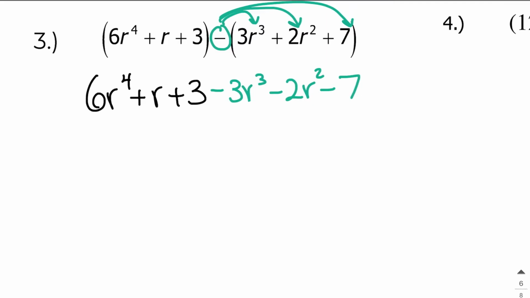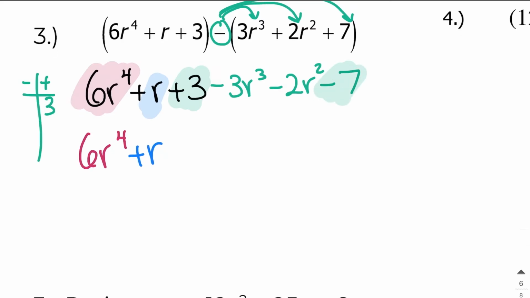So now I'm going to look and see, do I have any like terms? So 6r to the power of 4. There's nothing else that has a 6r to the power of 4, so I'm just going to write that one down. Okay? This r right here, there's nothing else that has an r, so I'm just going to write that one down. It's a positive r. This 3 that we see right here, there's a negative 7 like that, like the 3. Team positive won the 3 points here. Team negative won the 7 points here. So team negative won the game by 4 points.